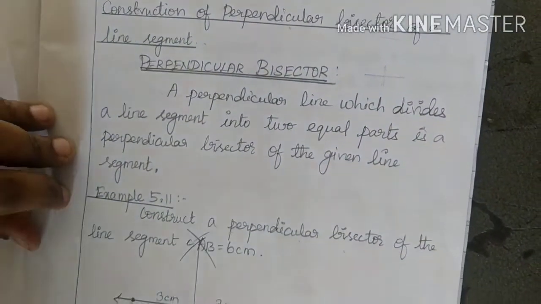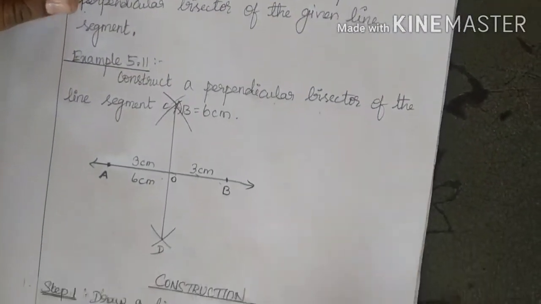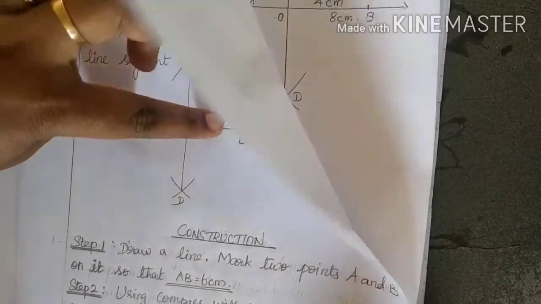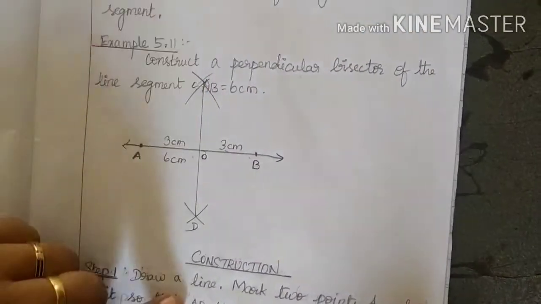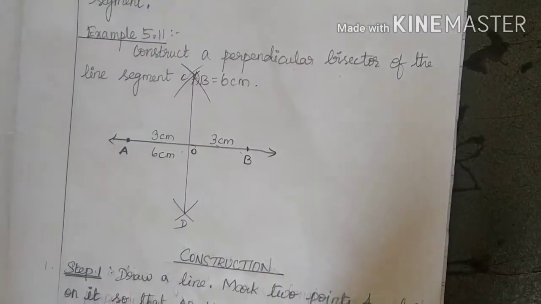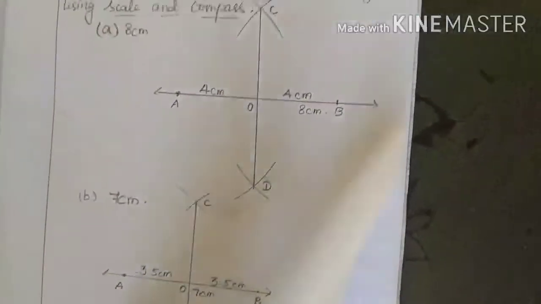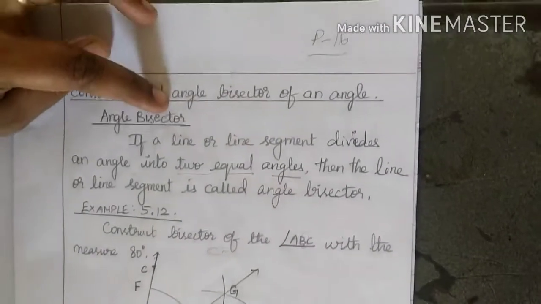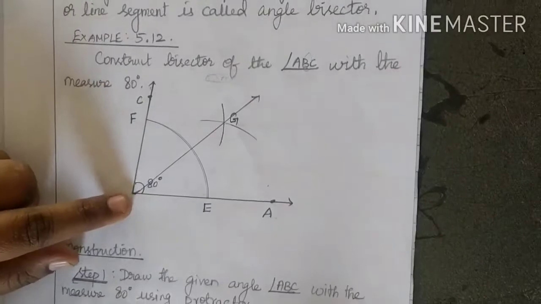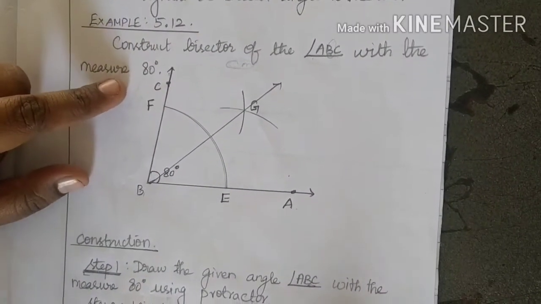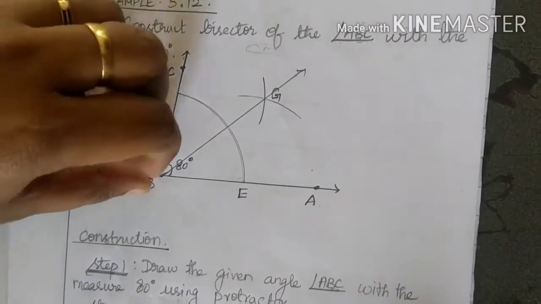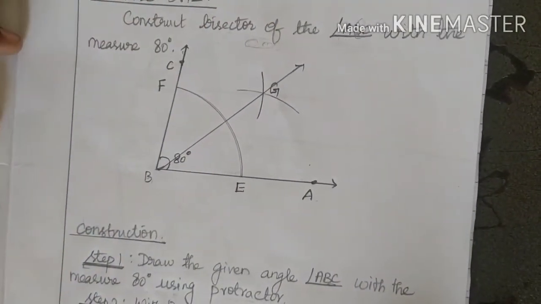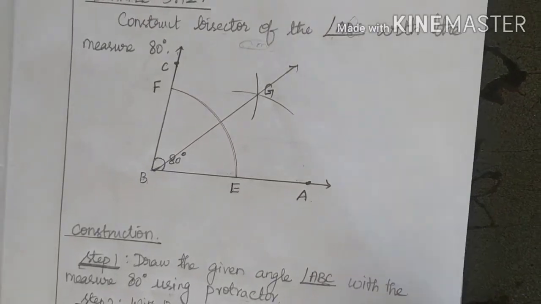Okay, look at this children. 5.3 is all about the perpendicular bisector. We draw a line, then take more than half of the measurement and draw the arc and join that. Okay, that is the perpendicular bisector, and then we completed all the exercise sums. Then the angular bisector: we measure the degree with the protractor, take more than half of that, draw the arc and join the line. This is about the angular bisector.